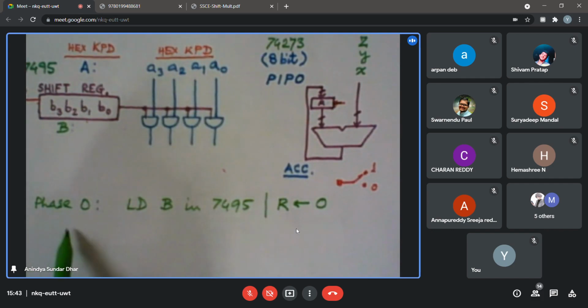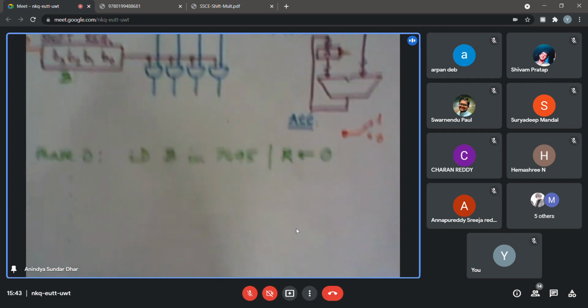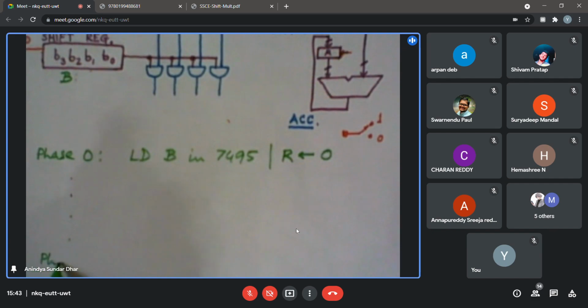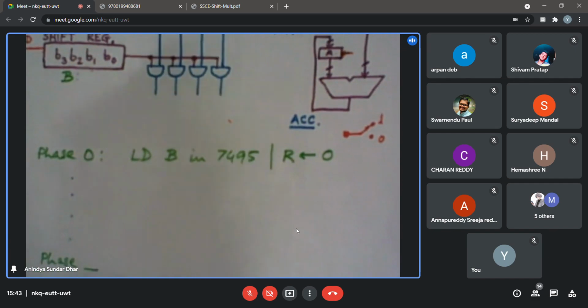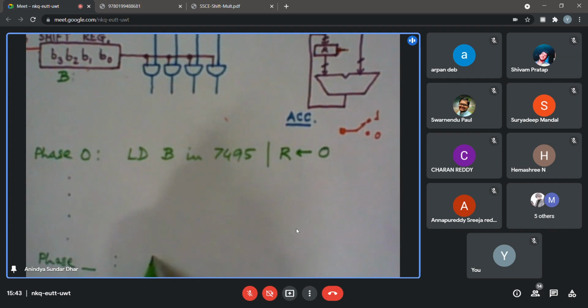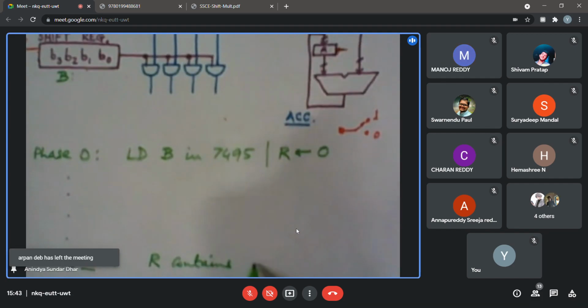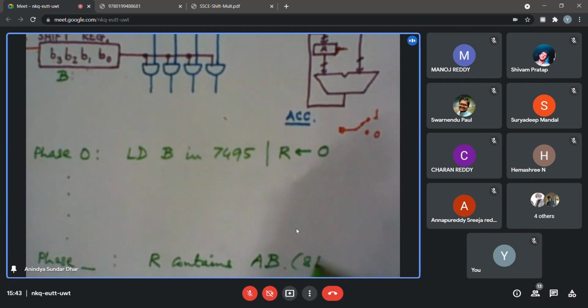So now how many clock cycles do you think it will take to get the final result? In the final phase, you may put that number over here. After so many clock cycles, I will get the final result R, where R contains the product AB. So it is basically an 8-bit product.